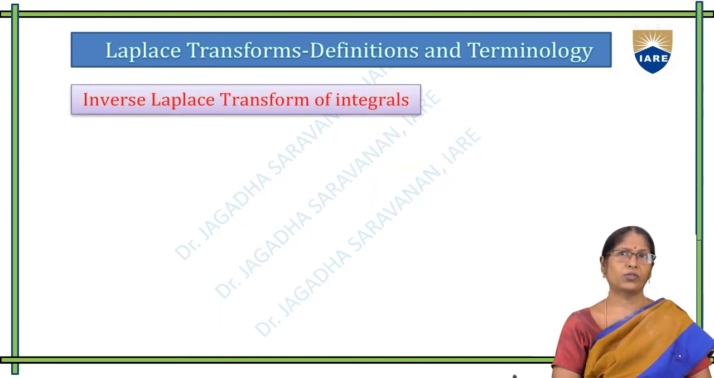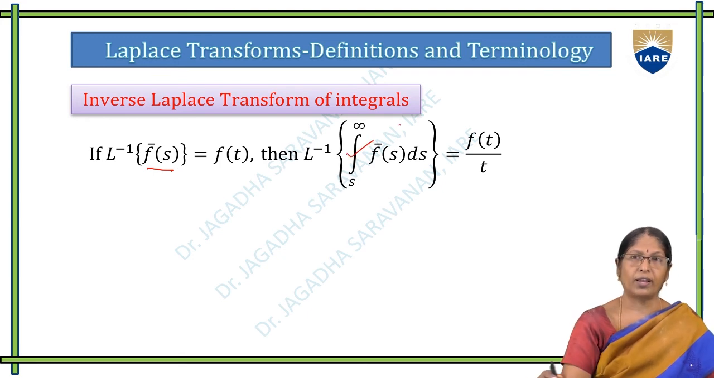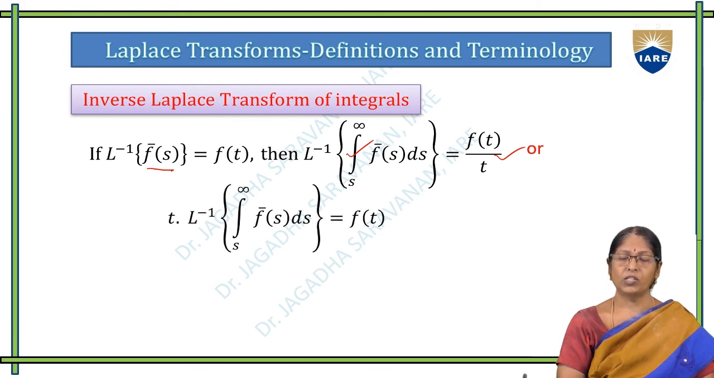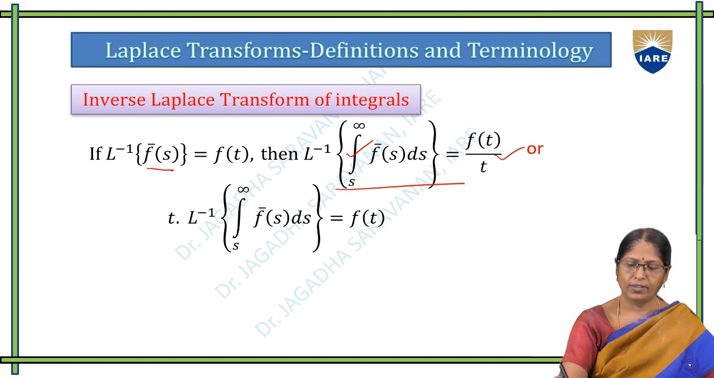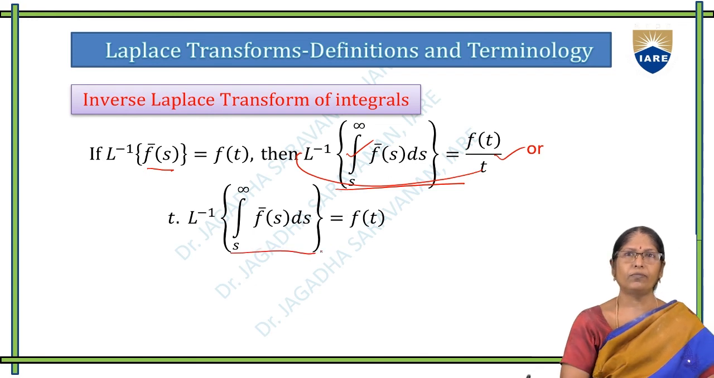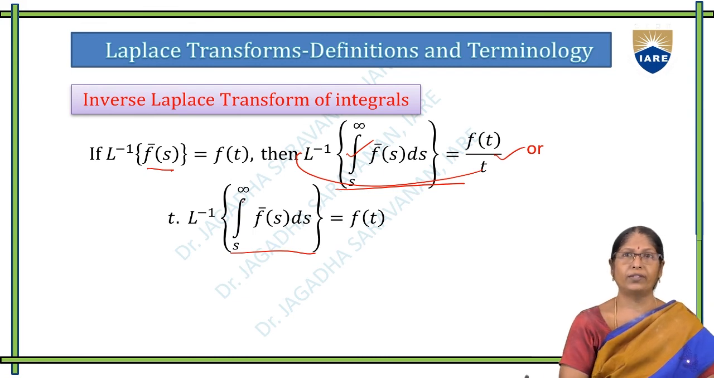Now the inverse Laplace transform of integrals. Our F bar of s is there. If it is under the integral from s to infinity, the result is f of t divided by t. In some textbooks this t is brought here, so this is also the format: t into L inverse of the integral from s to infinity of F bar of s ds.